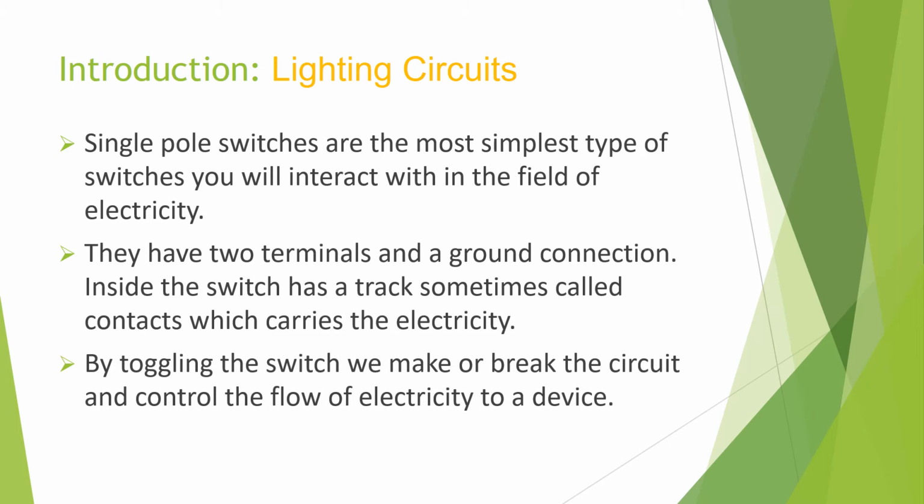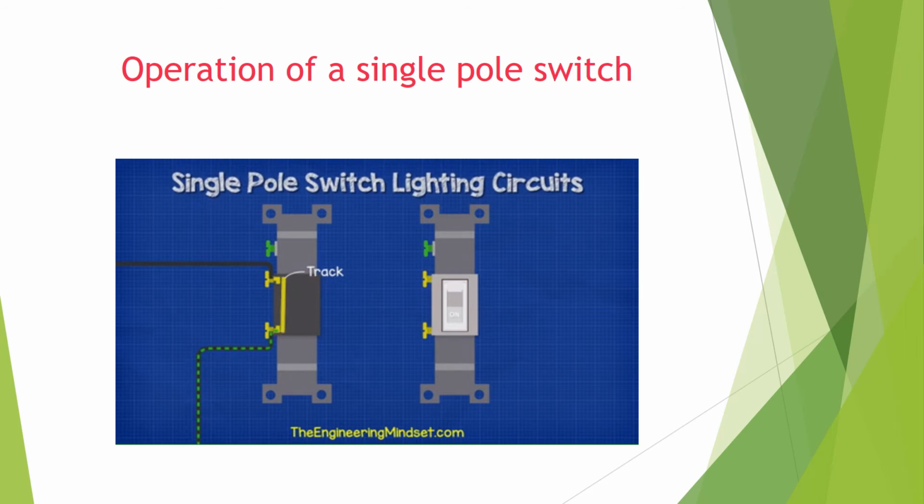By toggling the switch, by flipping the switch, we make or break the circuit, which controls the flow of electricity to any device. You call the device a load, be it a fan, a motor, a lamp, etc. So a switch basically just controls the electricity flow to a device. Look right here, we have the parts labeled for you. We have a diagram.